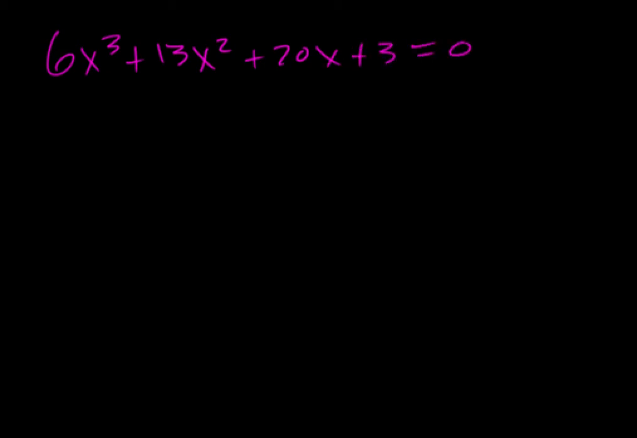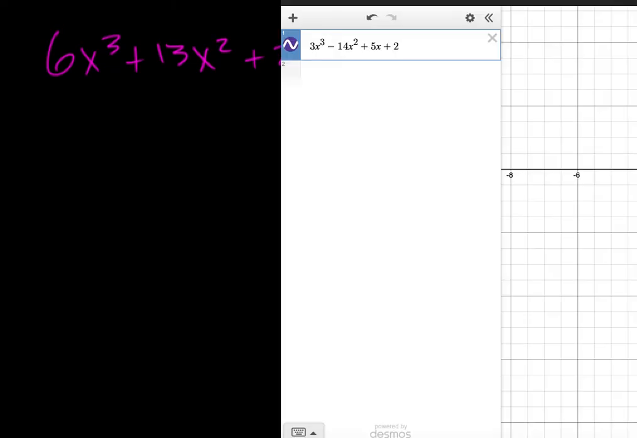Alright, let's try another one. Find exactly the roots of 6x cubed plus 13x squared plus 20x plus 3 equals 0. Okay, so once again, we're going to go to technology. We're going to graph it. So we get 6, plus 13, 20, and 3.